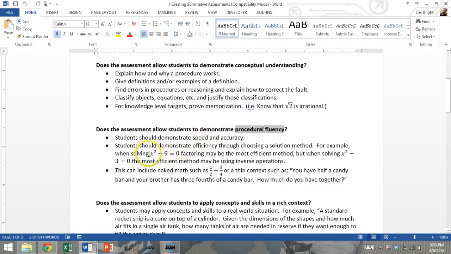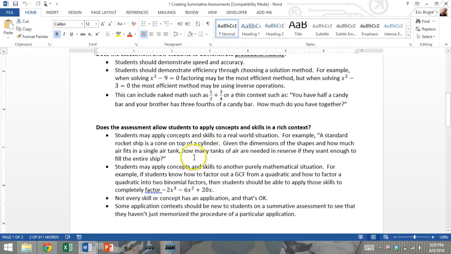And it might be something like, if we're talking about quadratics, x squared minus 9 equals 0, students may solve that by factoring, but they also might solve by adding 9 to both sides and then taking the square root. So there are multiple ways to do this where they can show the procedure through any way that they understand. Does it allow students to apply the concepts in a rich context?